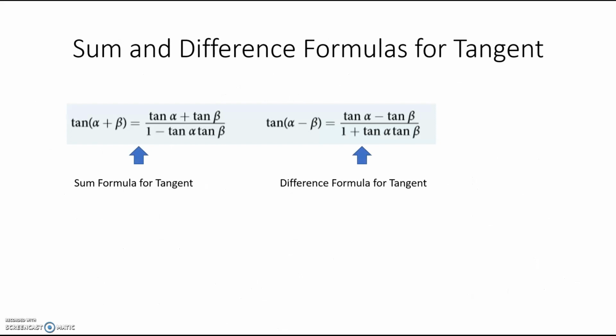Okay, now let's look at the sum and difference for tangent. Now tangent is going to have fractions here. And notice if you are adding two angles, the top part will be the same, they'll be adding, but the bottom part will be different, it'll be subtracting. Same thing over here. If you have two angles subtracted from each other, the top part will be the same, but the bottom part will be different. This will be adding.